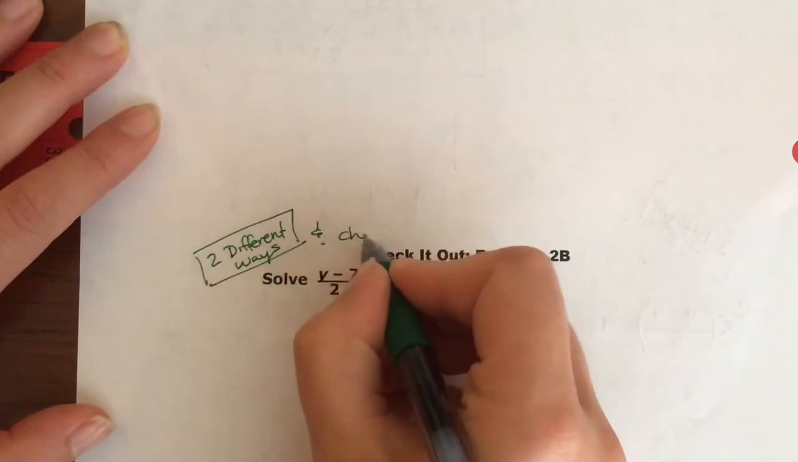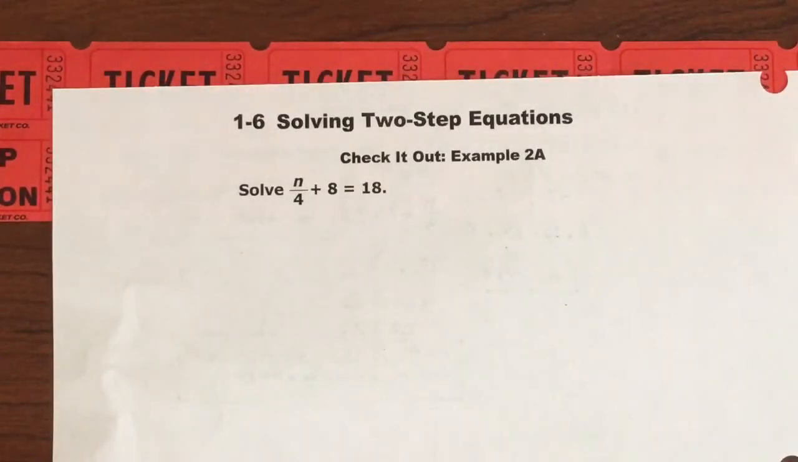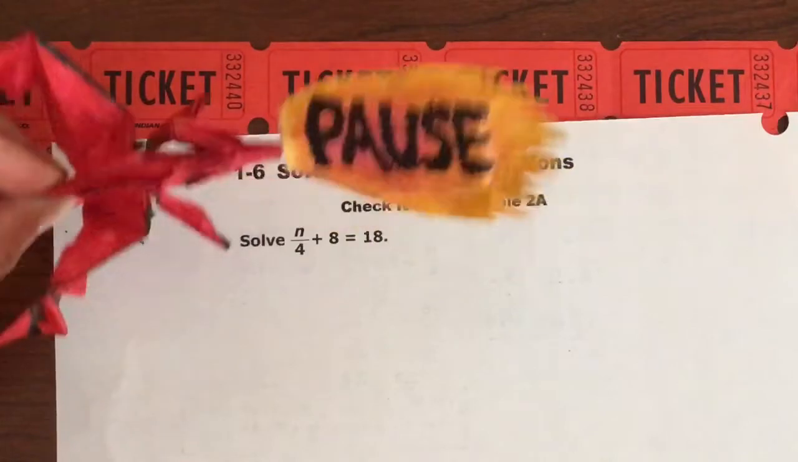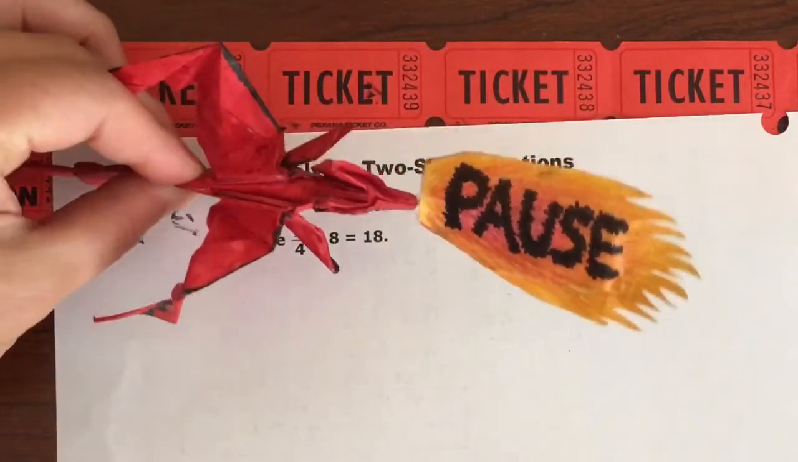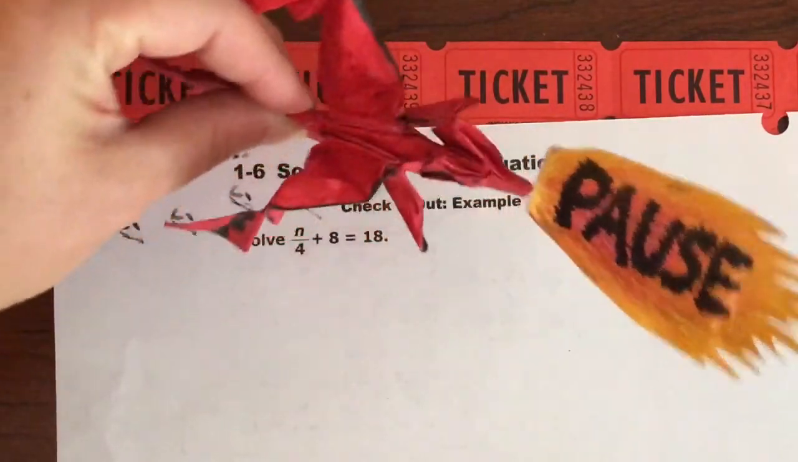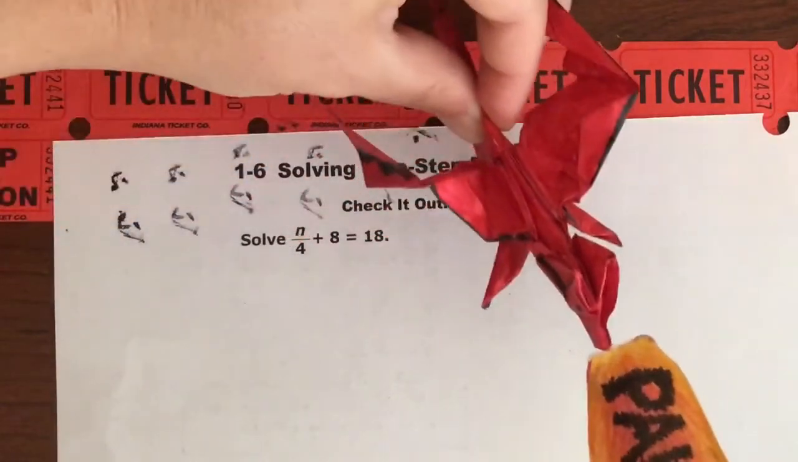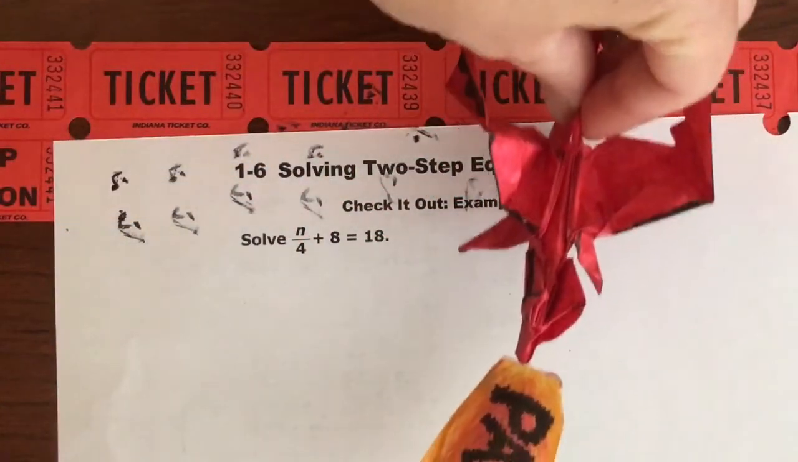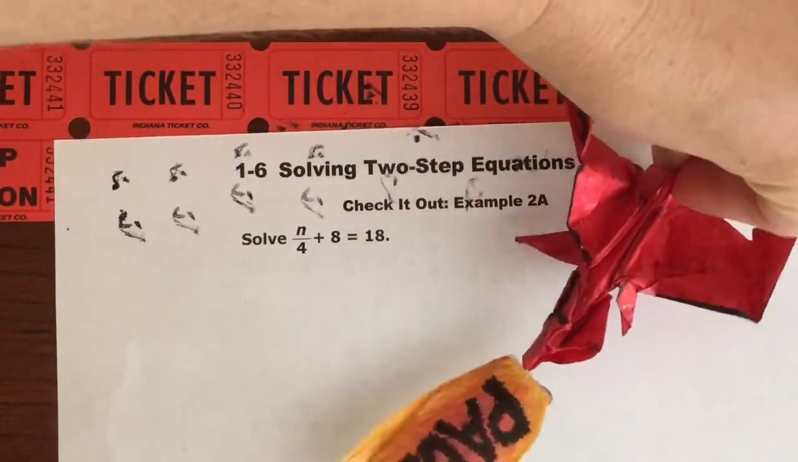And make sure you check your answers on both. Okay, so now it is time for our friend, the Pause Dragon, to remind you that now it is time for you to pause the video, go ahead, work out both of these examples, and then come back and check your answers. Okay, we will see you in a bit.